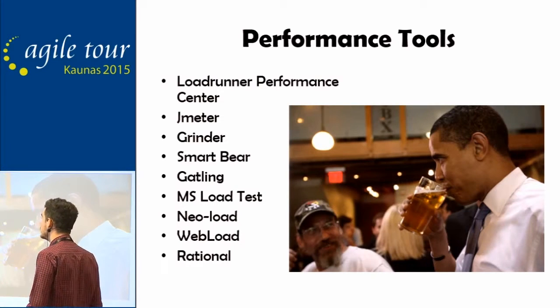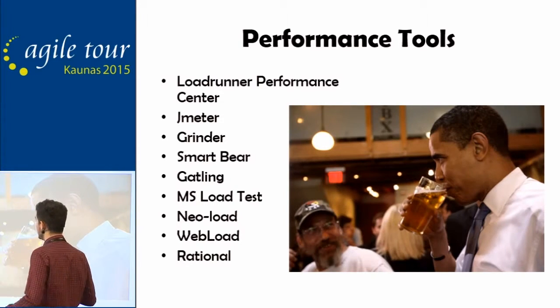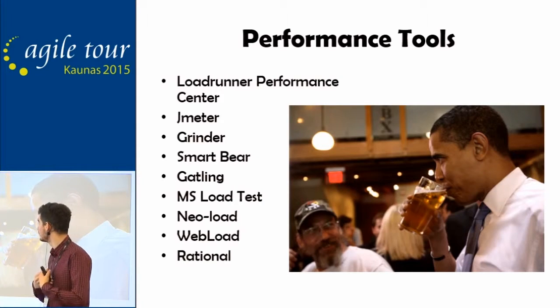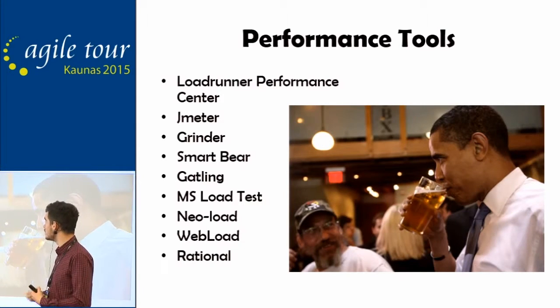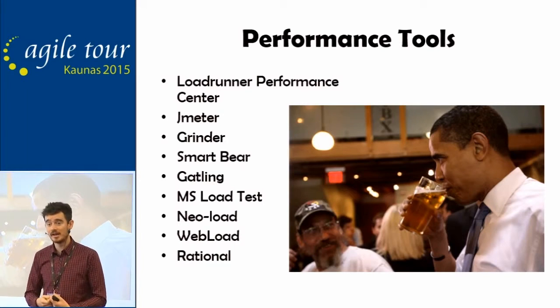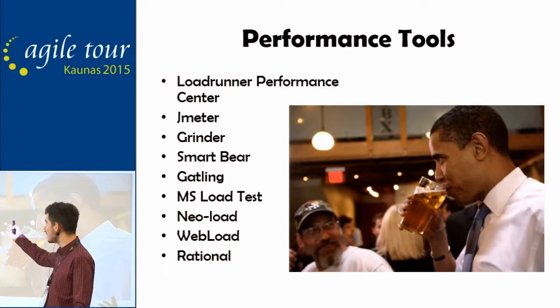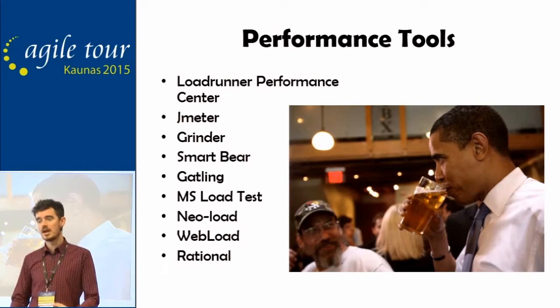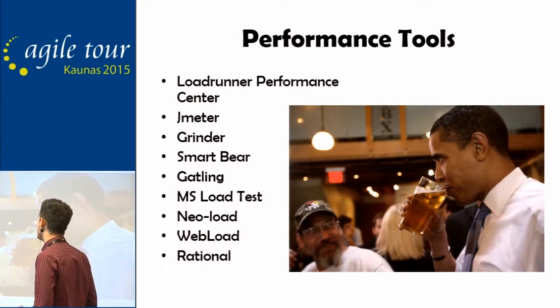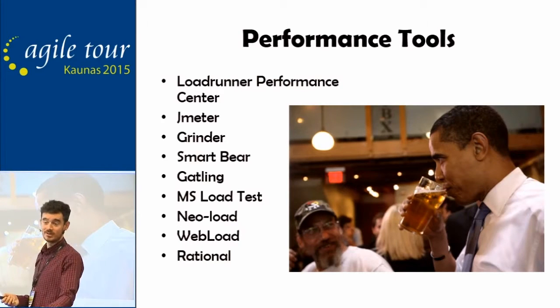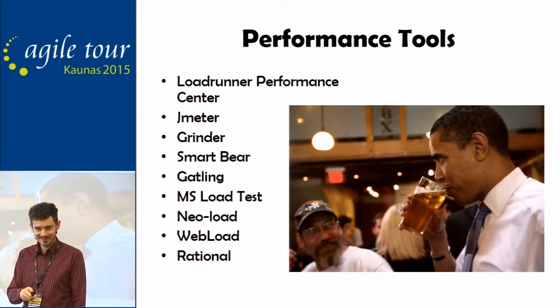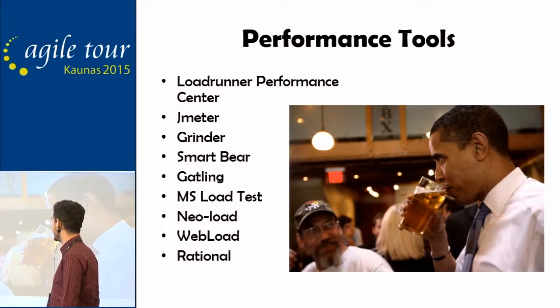Open source tooling in the performance arena is growing. We're getting lots more tools in there, and they're getting better. JMeter is one I'd ask you to investigate. Grinder, Smart Bear tool set is one we use. It's nice and easy to use. There's a low barrier to entry. Gatling is one we've used based on Scala. Am I right? Based on Scala.